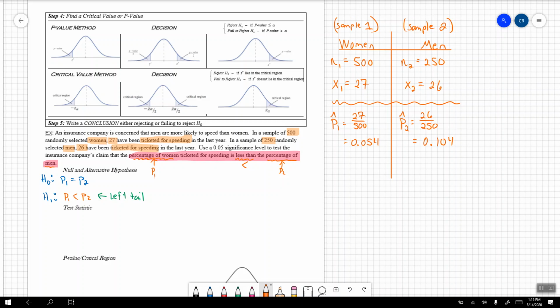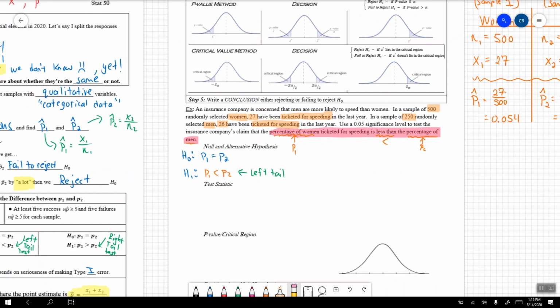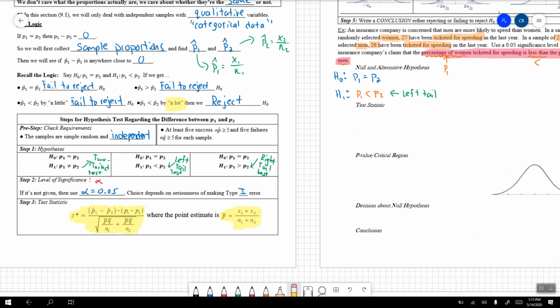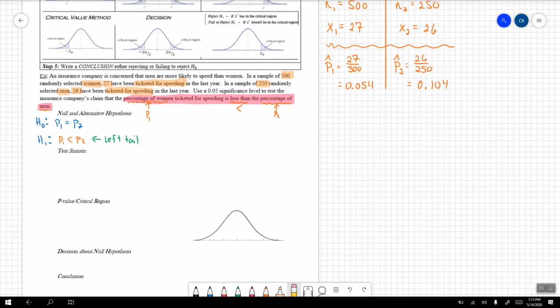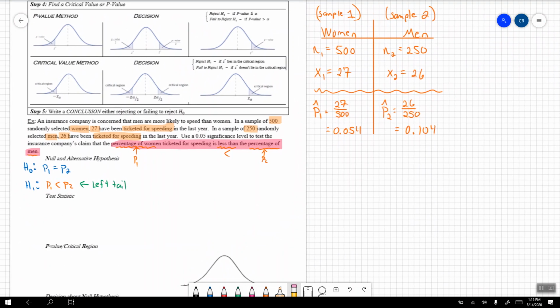Awesome. So now that we have all of this information ready for us, I also need to find what is P bar. Because again, if you look at your test statistic, in order for you to get the test statistic, we need P bar and we need Q bar. So let's go through and figure that out now. All right, I'm going to use a different color here, kind of a pinkish color. So here goes P bar.